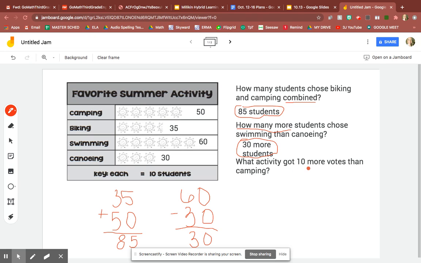What activity got 10 more votes than camping? Well, let's see. Camping got 50 votes. Well, 10 more than 50 is 60. So what activity got 60 votes? It looks like swimming got 60 votes, right? So swimming got 10 more votes than camping. So the answer here is just swimming.